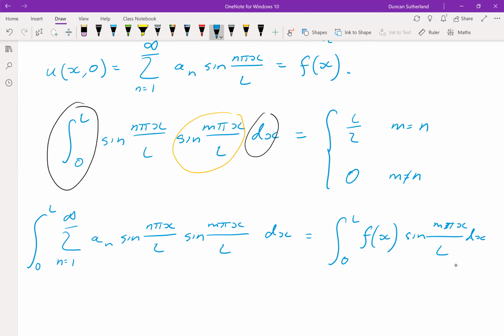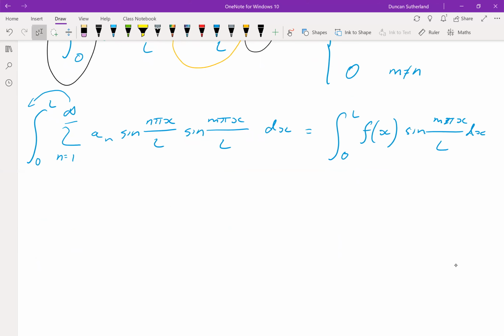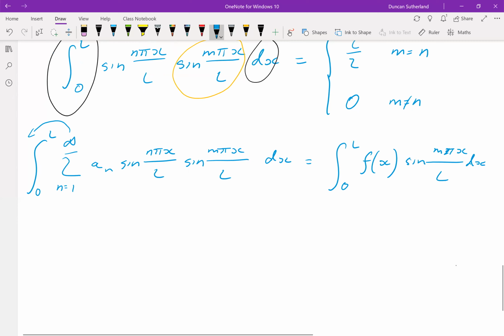All right, so everything where m is not equal to n, you're going to get 0, right? The only non-zero term now in this thing, as I said, is going to be when m is equal to n. So on the left-hand side, we're going to get L on 2 times a n, right? Because this is the bit that changes. This is m equal to n equals this bit where m is equal to n as well.